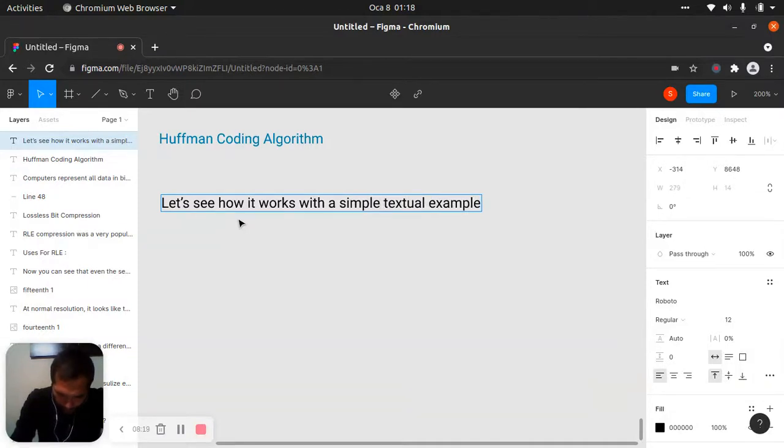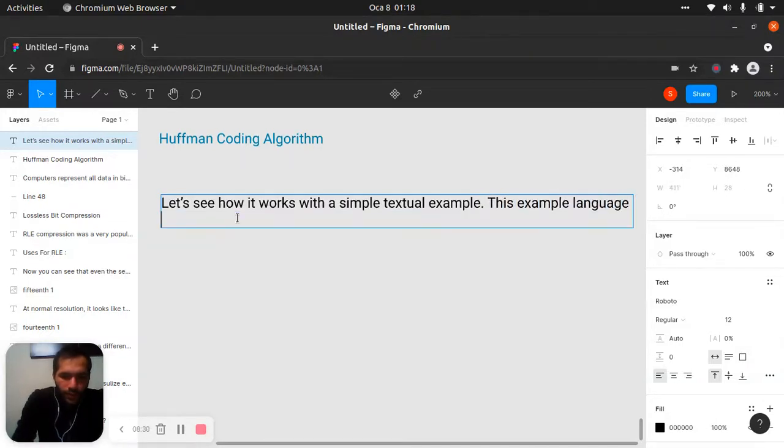We can see together. This example language uses only four different characters, and yet is incredibly important to us.